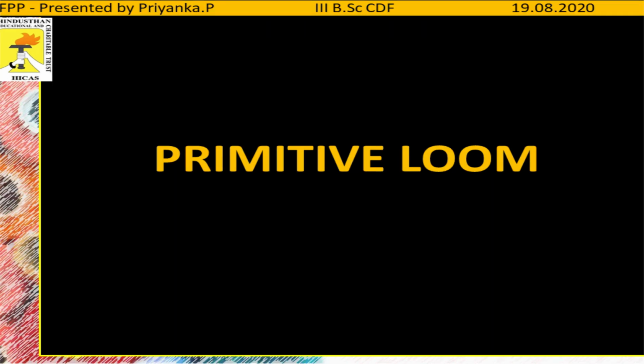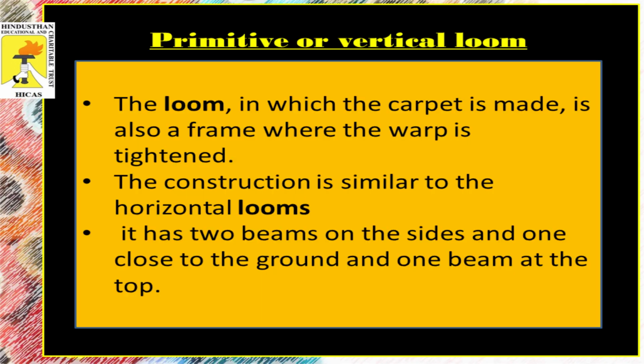Next, primitive loom. Primitive or vertical loom: the loom in which the carpet is made is also a frame where the warp is tightened. The construction is similar to the horizontal looms. It has two beams on both sides, one close to the ground and one beam at the top.